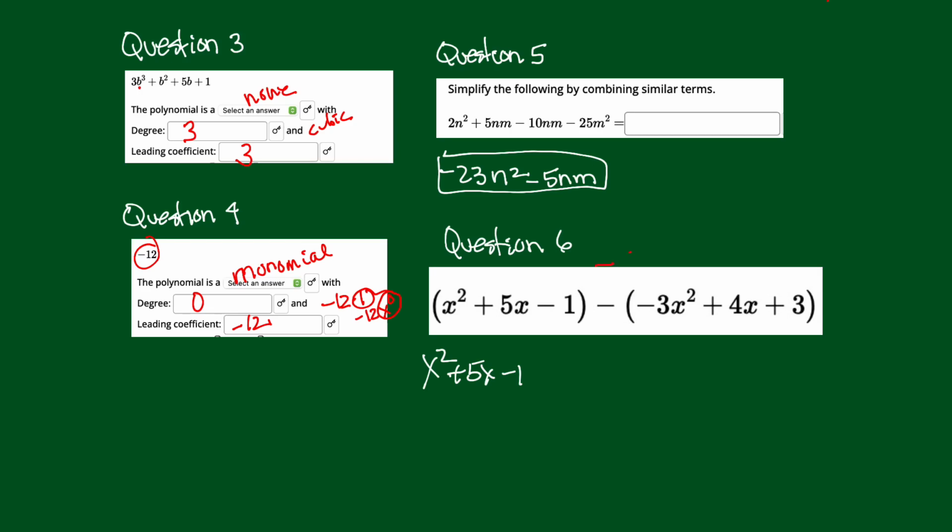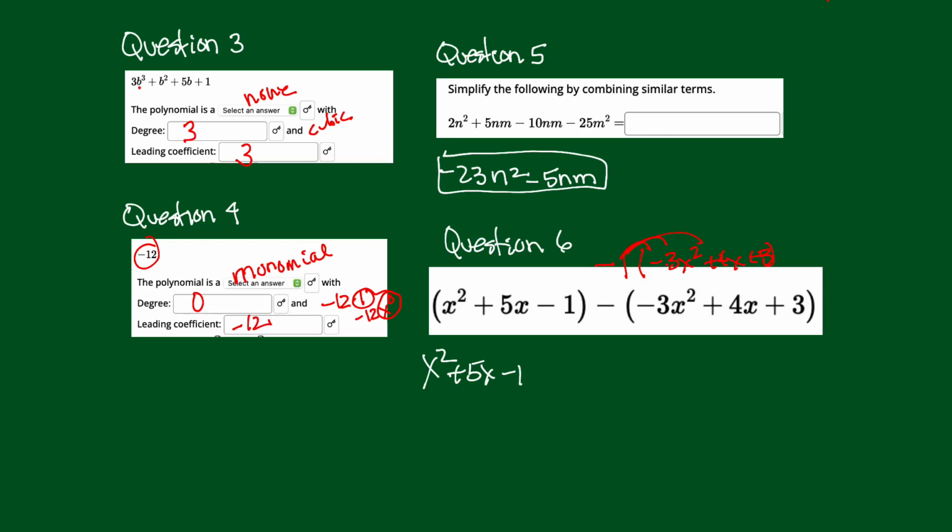It's really minus... actually, let me just do this. What it really is is negative 1, or minus 1, times negative 3x squared plus 4x plus 3. So now I'm going to distribute that negative 1. Negative 1 times negative 3 is positive 3x squared.